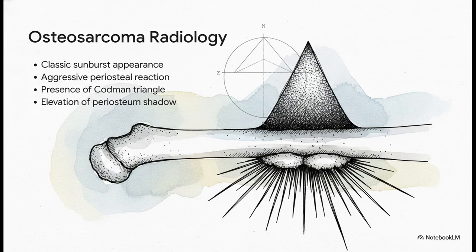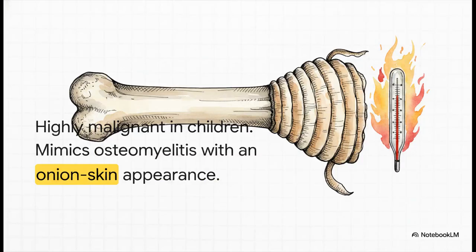First, the sunburst appearance, which is this incredibly aggressive periosteal reaction, where the bone looks like it's literally radiating spikes outward. Second, the Codman triangle. This happens when the tumor grows so fast, it aggressively lifts the periosteum away from the bone cortex, creating a distinct triangular shadow. Our next malignant suspect is Ewing sarcoma.